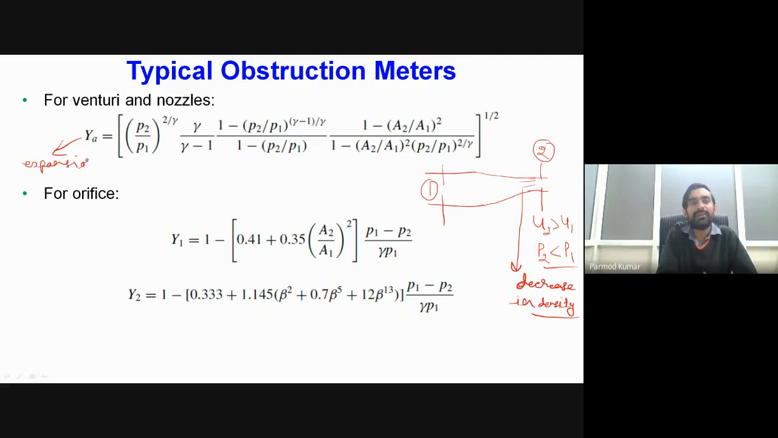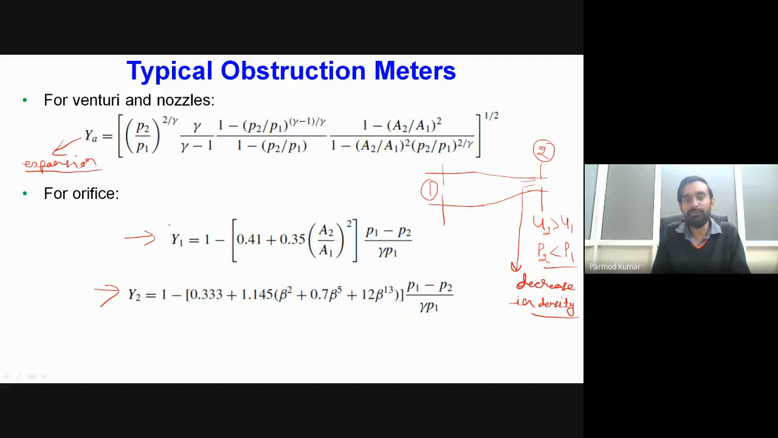When we have a compressible flow situation for venturi and nozzle type obstructions, we have an expansion factor which is related to the P2 by P1 ratio along with gamma as our factor. Here we are considering that our compressible fluid is behaving as an ideal gas. Then for orifice type devices, we have two different coefficients of expansion.